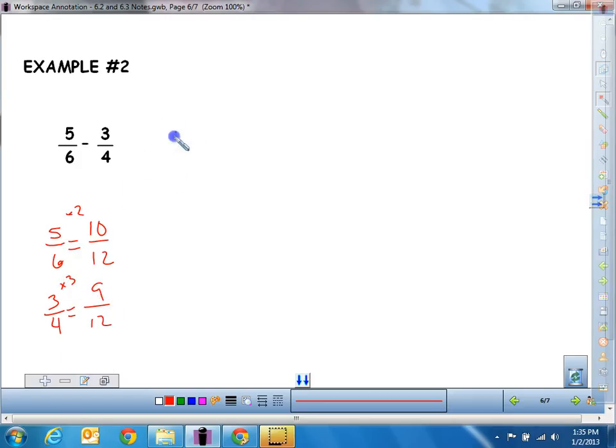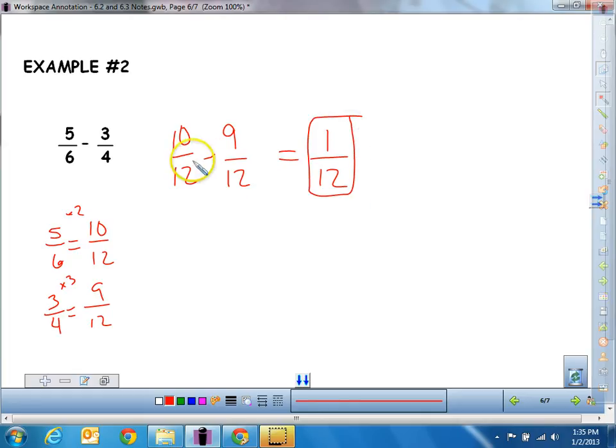Now I'm doing pretty good. I've got 10/12 minus 9/12. Once I've converted these, I got the same bottom number, so I know my answer is going to be something over 12. 10 minus 9 is 1. Make sure you're paying attention to what the sign is. Don't just get in the habit of adding everything, because we've got some subtraction going on as well.